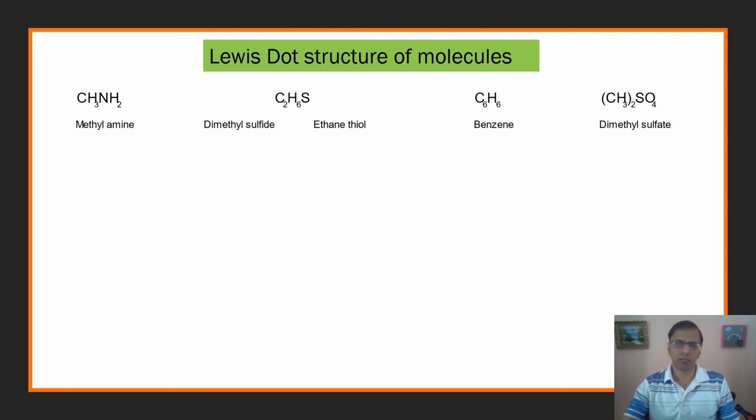So based on the Lewis dot structure of atoms and based on the rules that you have learned, try to draw the Lewis dot structure of the molecules. So remember, the first step is to arrange the atoms based on the number of bonds each atom can form. So once you have drawn the Lewis dot structure, you can check the answers.